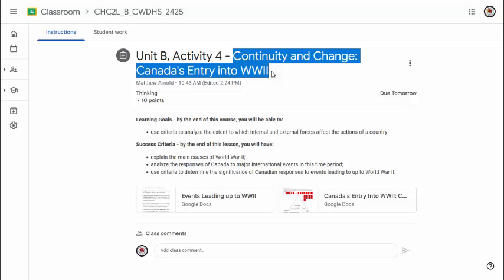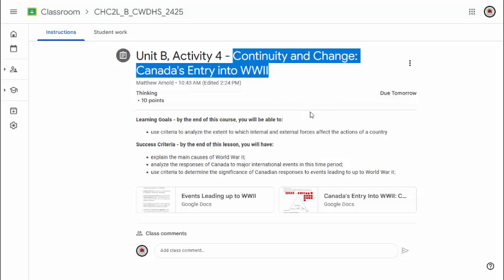We learned about some famous battles in World War I, and the reason that Canada joined the First World War, as a colony of Great Britain. We're going to see that there are some similar causes of Canada's entry into World War II, but also some very different ones. So we're going to see some continuity and some change.